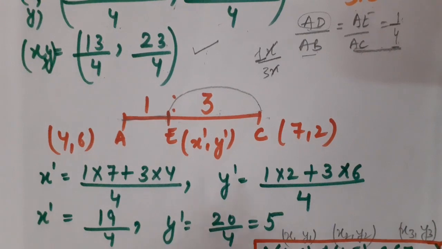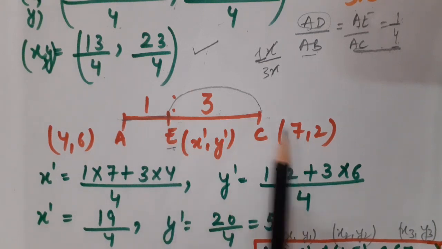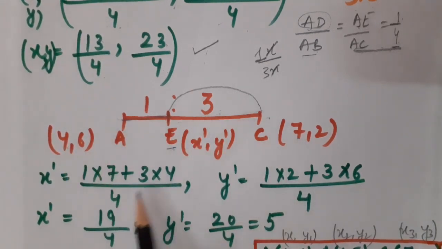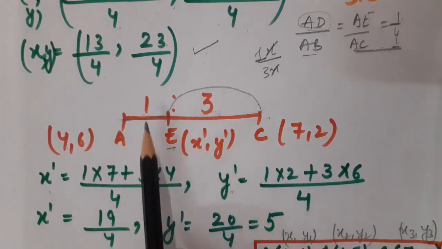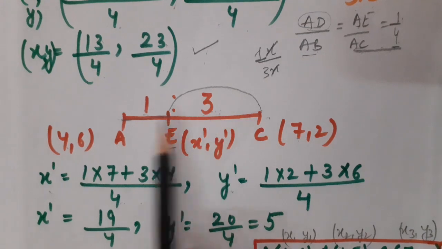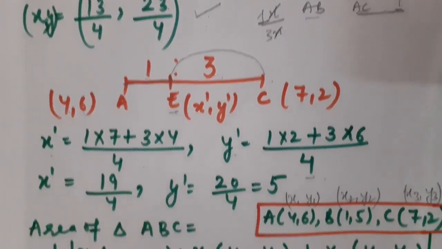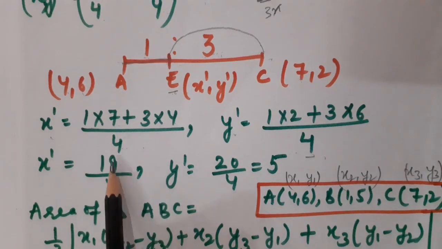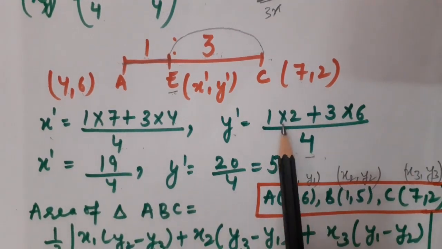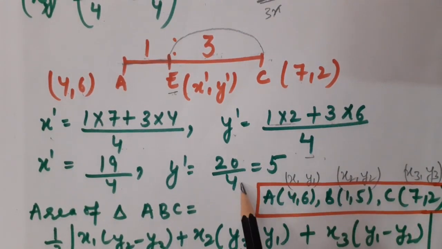Again apply the section formula so that I can calculate the coordinates of the point of division. This is (1 into 7 plus 3 into 4) upon the sum of the ratio, that is 4. That is equal to x dash. Now y dash is equal to (1 into 2 plus 3 into 6) upon 4, that is the sum of the ratio. So I have got 7 plus 12, that is 19 upon 4. Here 2 plus 18, that is 20 upon 4, which is equal to 5.